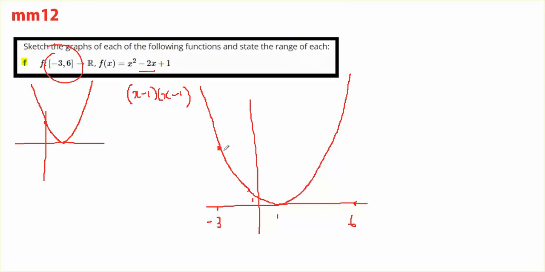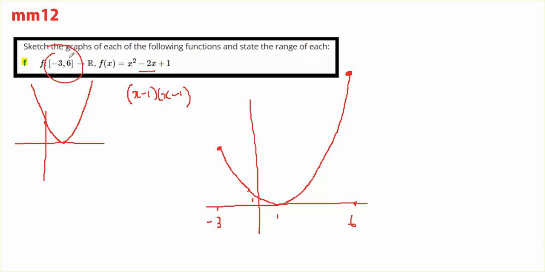So in actual fact, the graph stops when x equals -3 and doesn't have anything to the left of it. And it stops when x equals 6, it doesn't have anything to the right of it. So that's going to be my actual graph. So I'd like to find out what's the y value for each of these points.